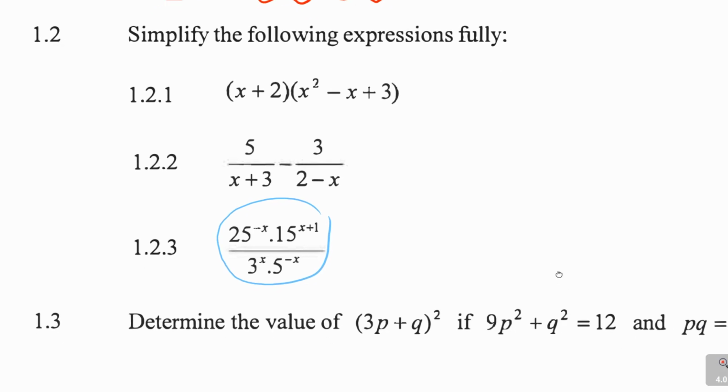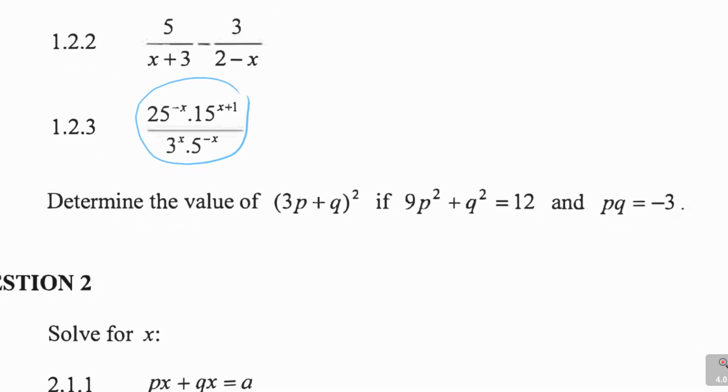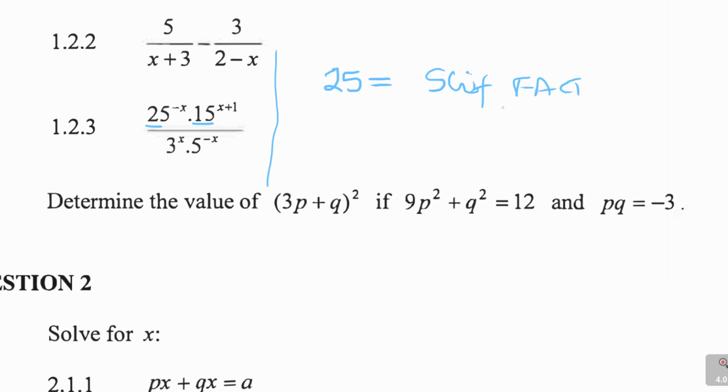Remember the question is: simplify the following expressions fully. Now when I'm given this, it's 25 to the power negative x. So you must always ask yourself, why are they giving me 25 and 15 there? Take a calculator, type 25, press equals, then press shift and then FACT.